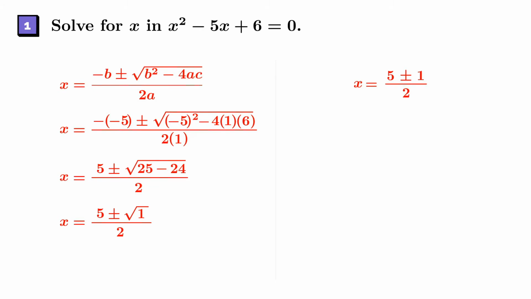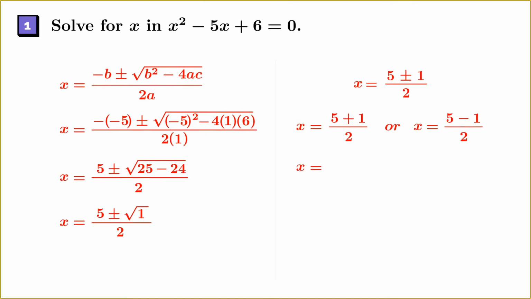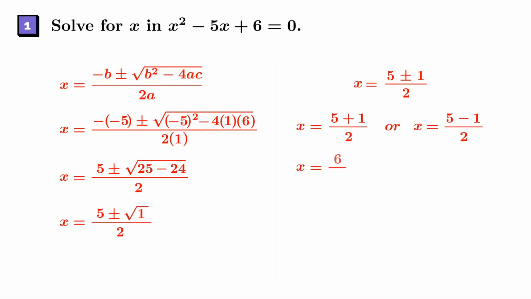Pagkatapos, isosolve na natin yung dalawang equations na yan. No? Dalawang equation yung kasi meron tayong plus and minus. So, yung isang equation, we have x equals 5 plus 1 all over 2. At yung isa namang equation ay x equals 5 minus 1 all over 2. Pag sinimplify natin yung nasa left side, so x equals yung 5 plus 1, syempre that is 6 all over 2. And 6 over 2, that is equal to 3.